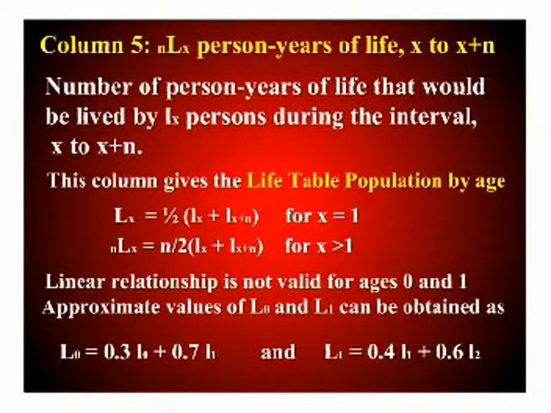In column 5, the number of person years lived by lx persons is presented. The notation is nLx, which means the number of person years lived by lx persons during the age interval x to x plus n. In the case of the interval being 1 year, this function is denoted by the mathematical notation capital Lx. This column gives the population of the life table by age.